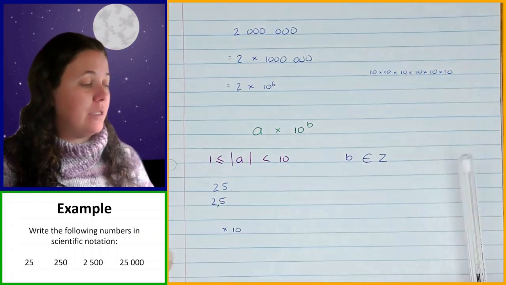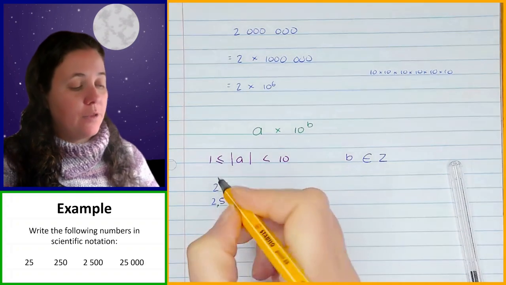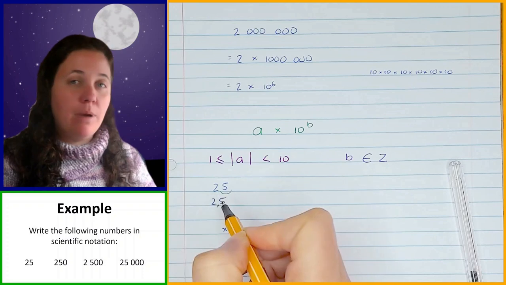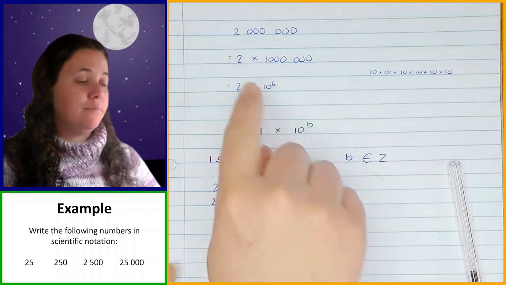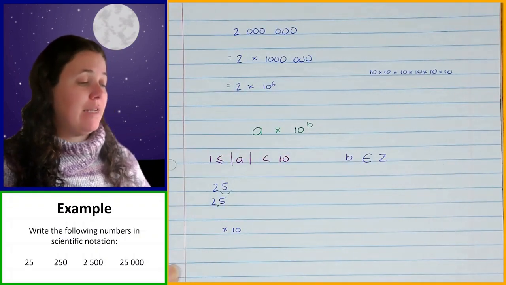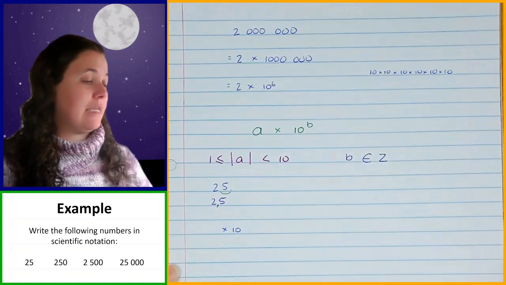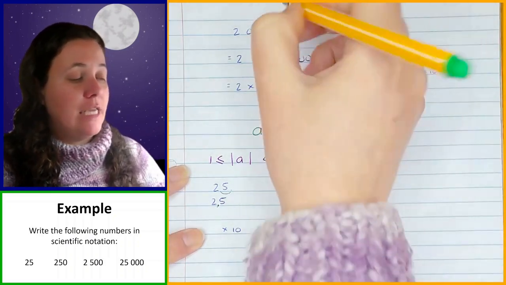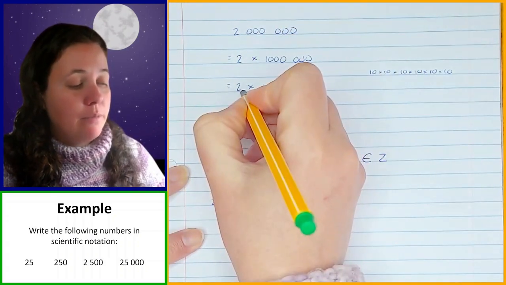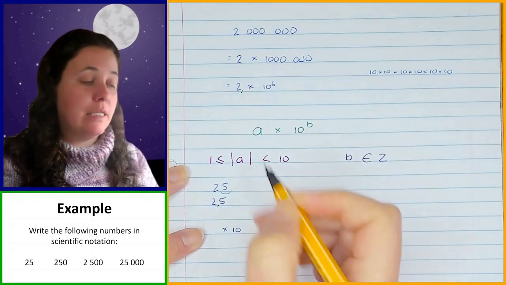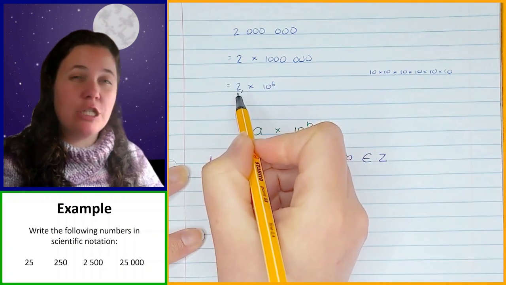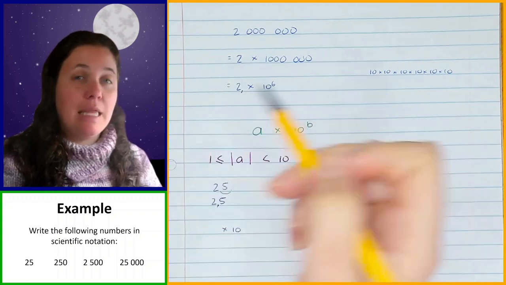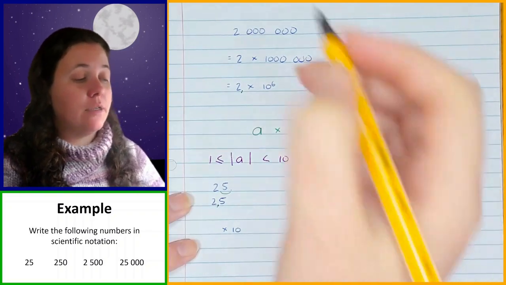So let's see what happens if I move it from here to here. How many places did I move it? I moved it one place. Now, in the examples we did before, if I take the number 2 million and rewrite it in scientific notation, I want my decimal point to be over here. You couldn't see it in this example, but it is actually there. If there's nothing after it, it's a zero, then you don't need to write that comma.